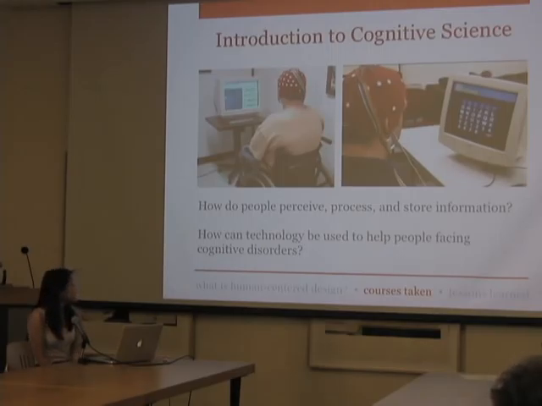In Cog Sci 1, I was introduced to this thing called brain-machine interfaces, which is using technology to help people with cognitive disorders perform tasks that they normally wouldn't be able to do. So this man here in the pictures, he has Lou Gehrig's disease, which is a neurodegenerative disorder, which damages the motor neurons in your brain. So he's completely paralyzed throughout his body. He can't even talk, his mouth is paralyzed, so he hasn't been able to communicate with the outside world for many, many years.